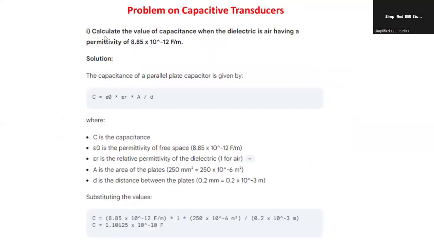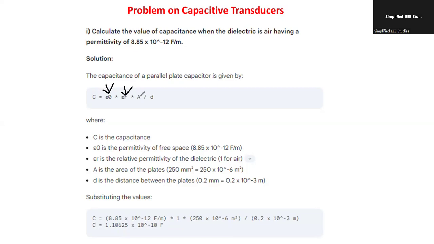So first of all, calculate the value of capacitance if the dielectric is air, given by the permittivity 8.85 into 10 to the power minus 12 farad per meter. Use the formula C equal to epsilon A by D. Epsilon is nothing but the multiplication of absolute permittivity and relative permittivity. Here epsilon naught represents absolute permittivity. Don't get confused between permittivity and permeability. So this is regarding the permittivity. Epsilon naught means absolute permittivity, and epsilon r is the relative permittivity.